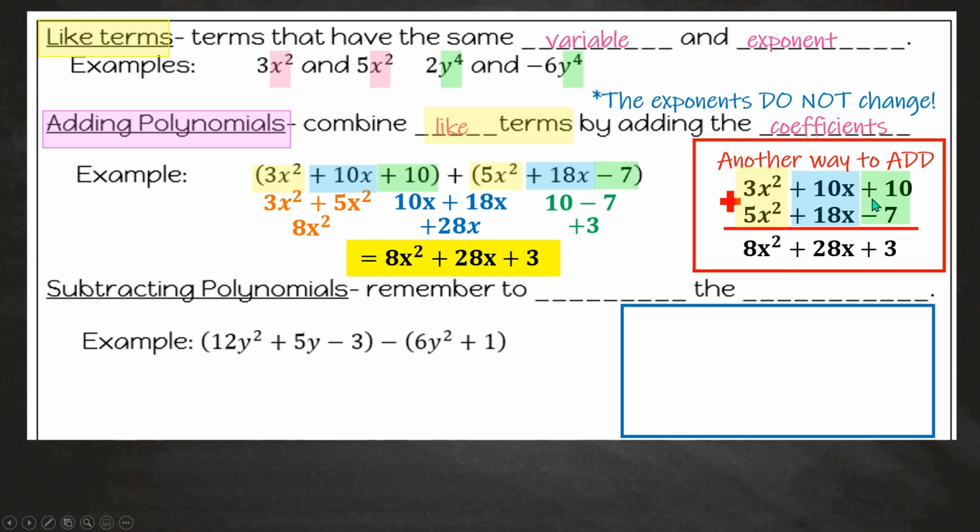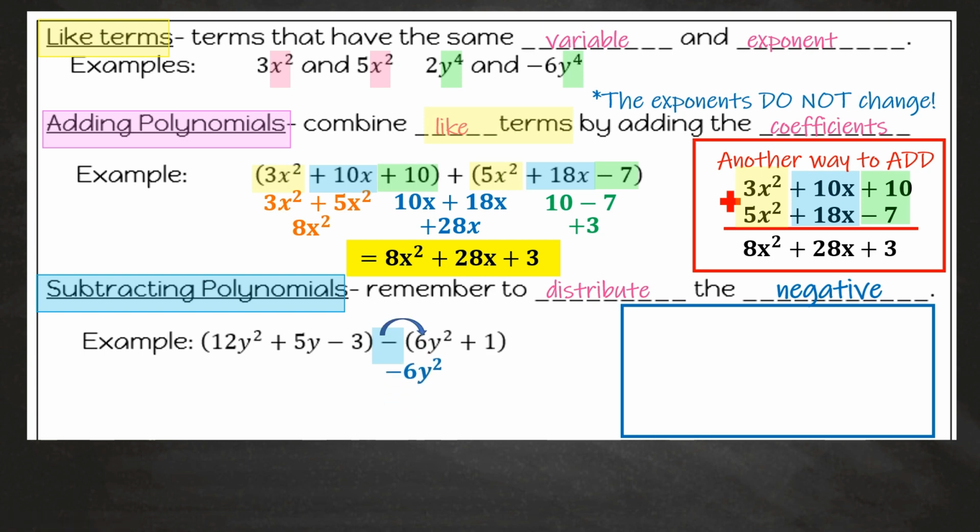Notice that I did have to make sure that my like terms were lined up vertically before I added them together. Now, when we subtract polynomials, remember that we need to distribute the negative first. So here we have a negative or subtraction sign outside of this parentheses. So what that means is that I am subtracting every single term. So if we're doing this horizontally, then we're going to distribute that negative and get a negative 6y squared. Distribute that negative and get a negative 1.